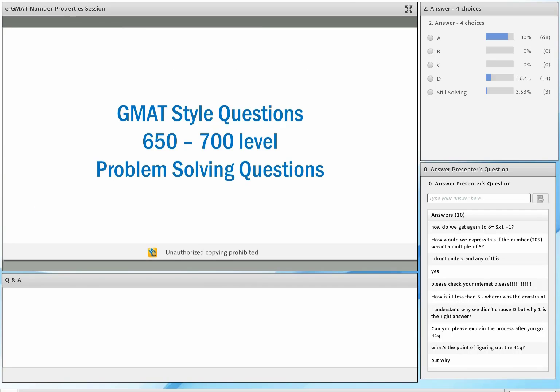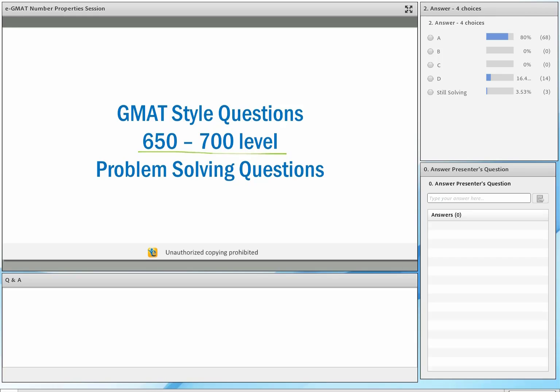Now, I have a question here. How should we express this if the number 205 wasn't a multiple of 5? You're going to see examples of that as we go into the more difficult questions. Again, remember, these were easier questions. These were just warm-up questions, right? So now we're going to go into more difficult questions, 650 to 700 level questions.